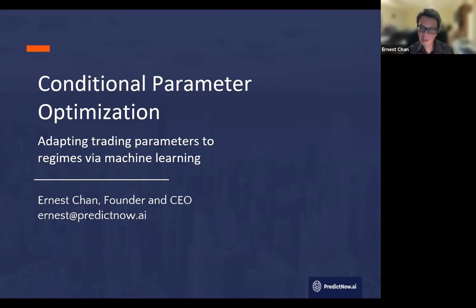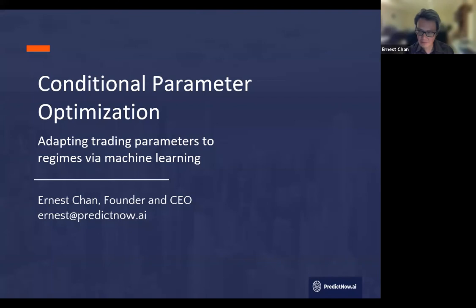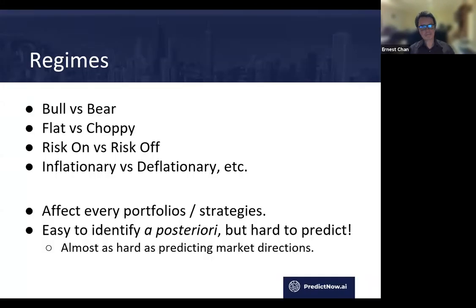So the idea of parameter optimization is, of course, very familiar to many traders. What we have added to this very familiar concept of parameter optimization is to adapt it to different market regimes. And that, I believe, is something new that hasn't really been thought of much before.